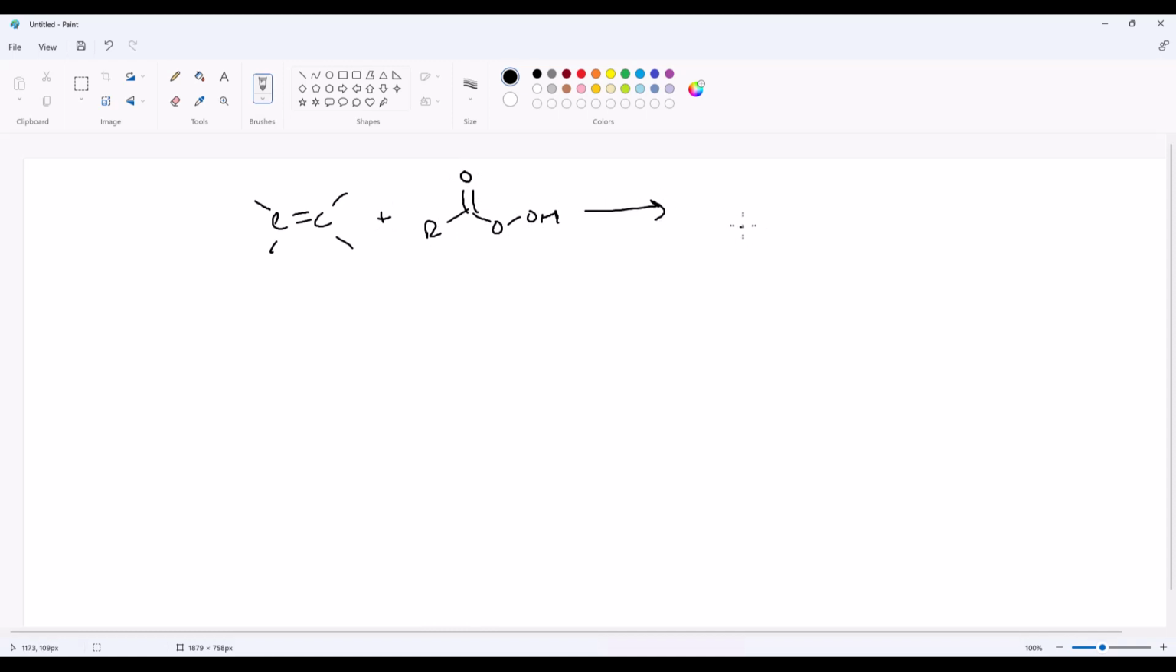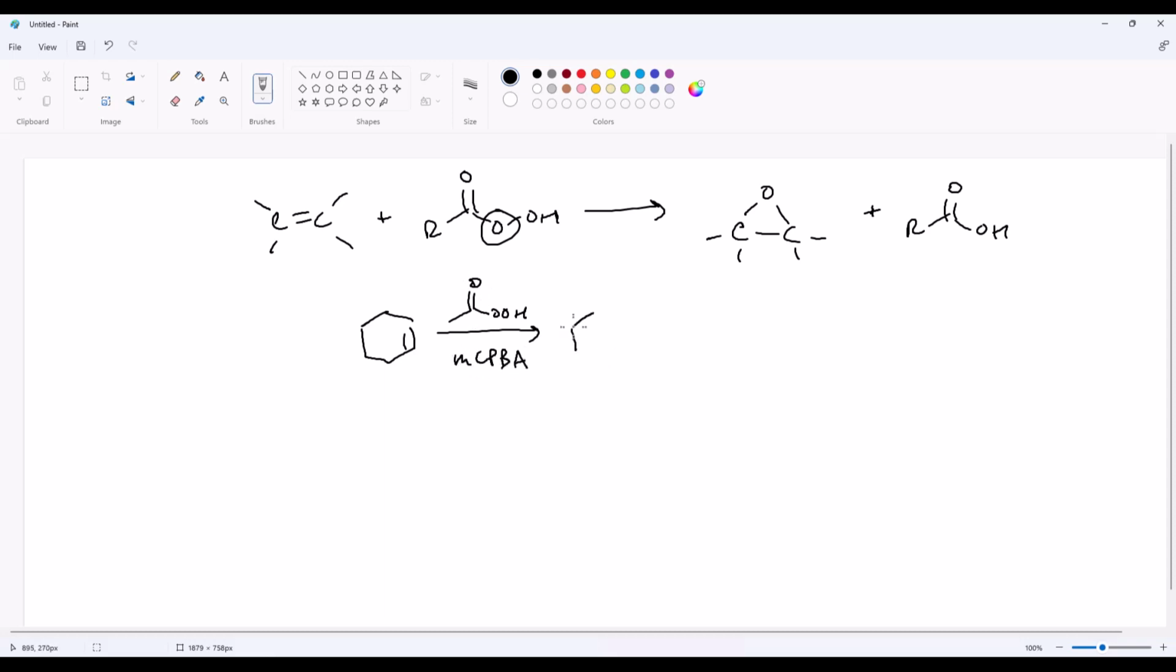And what we get is the epoxide, and we're left with a carboxylic acid. So we've transferred, essentially, it ends up being this O. We've transferred an oxygen to the double bond. So functionally, what this would look like is you could either write peroxyacetic acid, you could also write MCPBA, both would be acceptable.